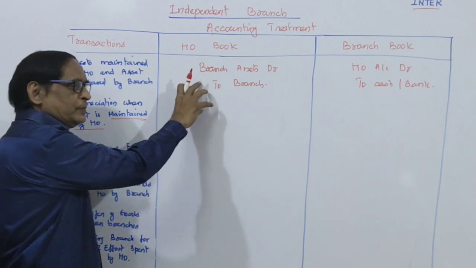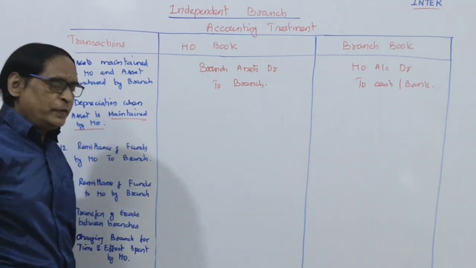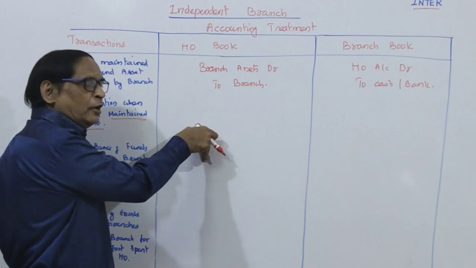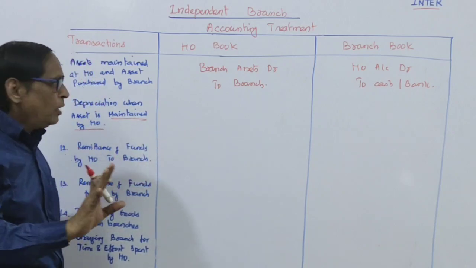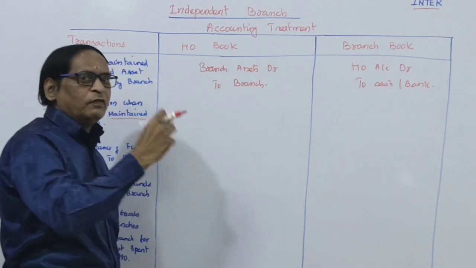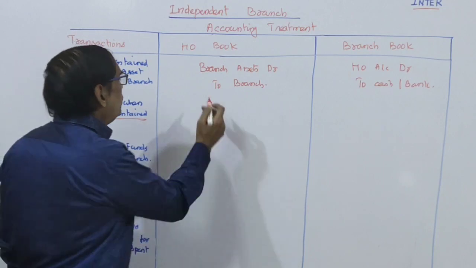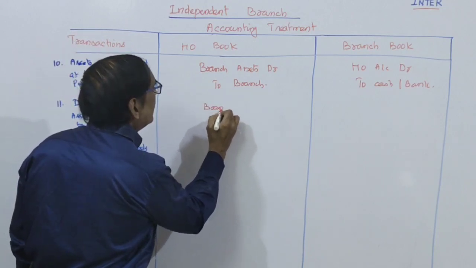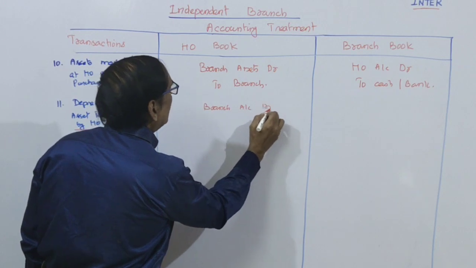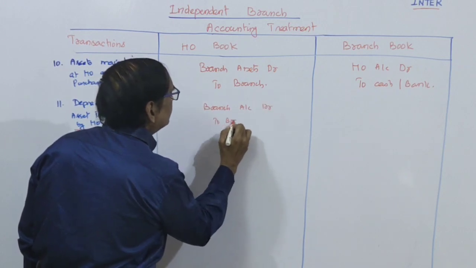And then depreciation when asset is maintained by head office. So in these same circumstances, if the depreciation is to be charged, what will be the journal entry in head office book? Nothing, no problem. The reverse entry will be for depreciation. Understand? So the branch account debtor to branch asset.